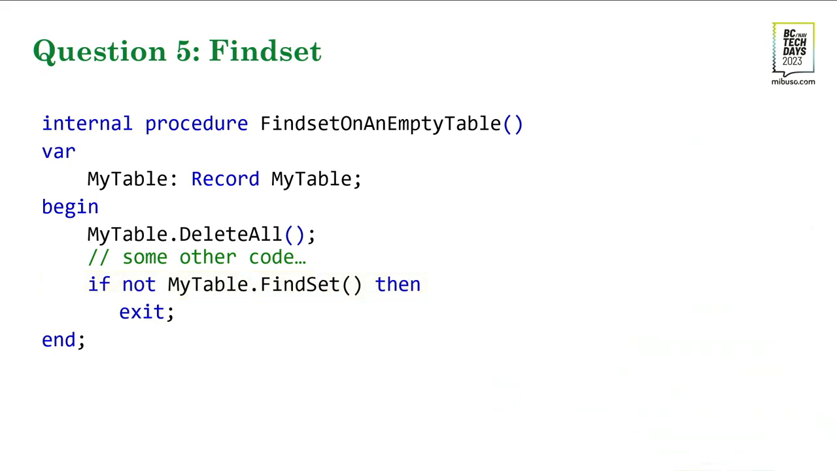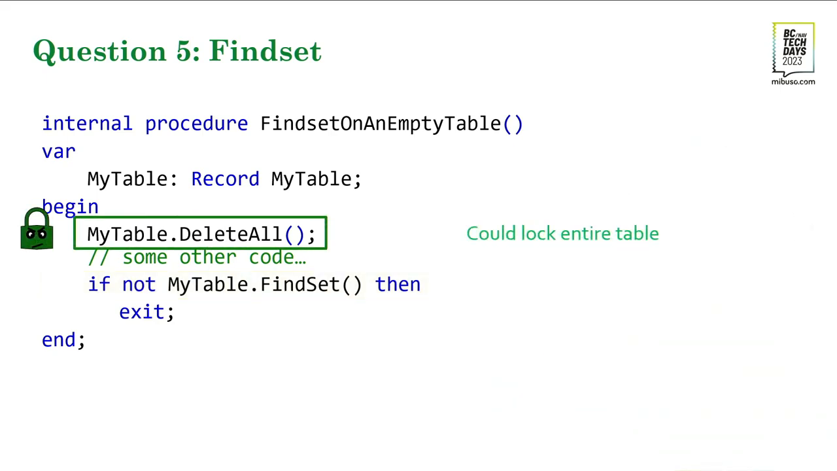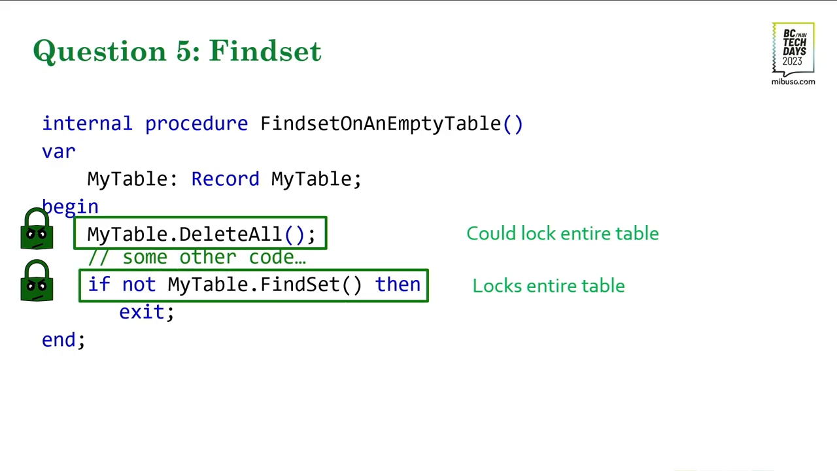In reality here, we are actually having two possible bad locks. If you do delete all on the empty table, it can also lock the entire table. And if you do a find set on an empty table, it can also lock the entire table.